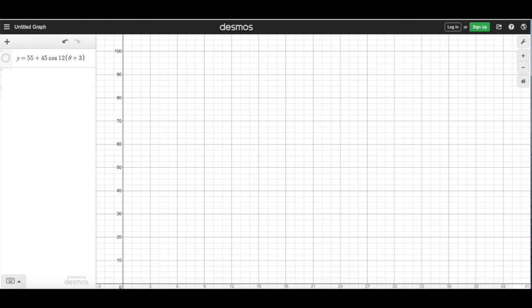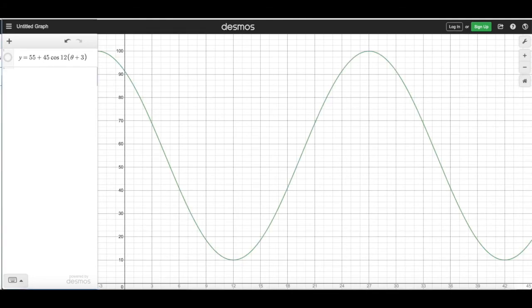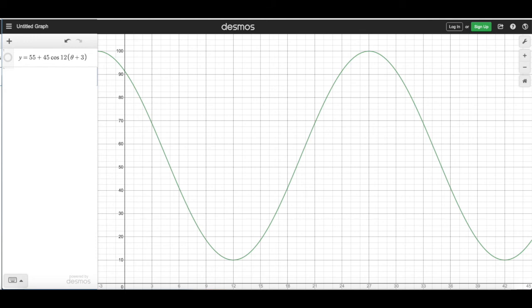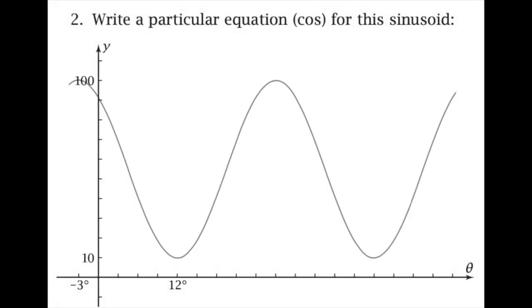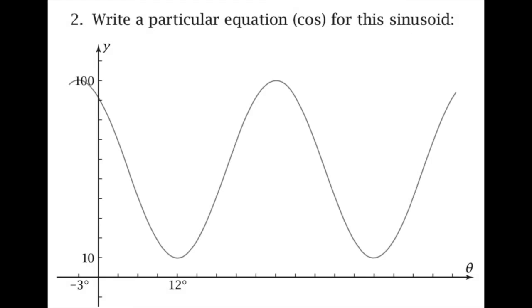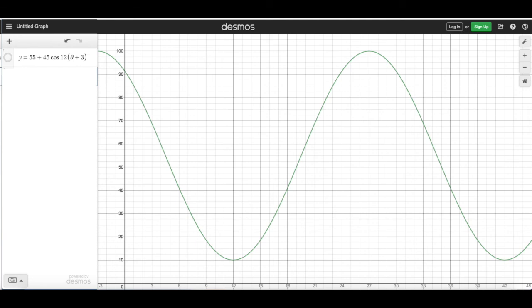And what I've done is put that into Desmos. I wanted to check to make sure that I had the right equation. And sure enough, it looks like I do. If you look at the very top on the left, you see that there's a maximum point at negative 3. If you follow across, you'll see that the next maximum is at 27. So that is 30 spaces from place to place. You'll see that the midline is at 55. All of that worked out. This is the graph that we were trying to find the equation of.